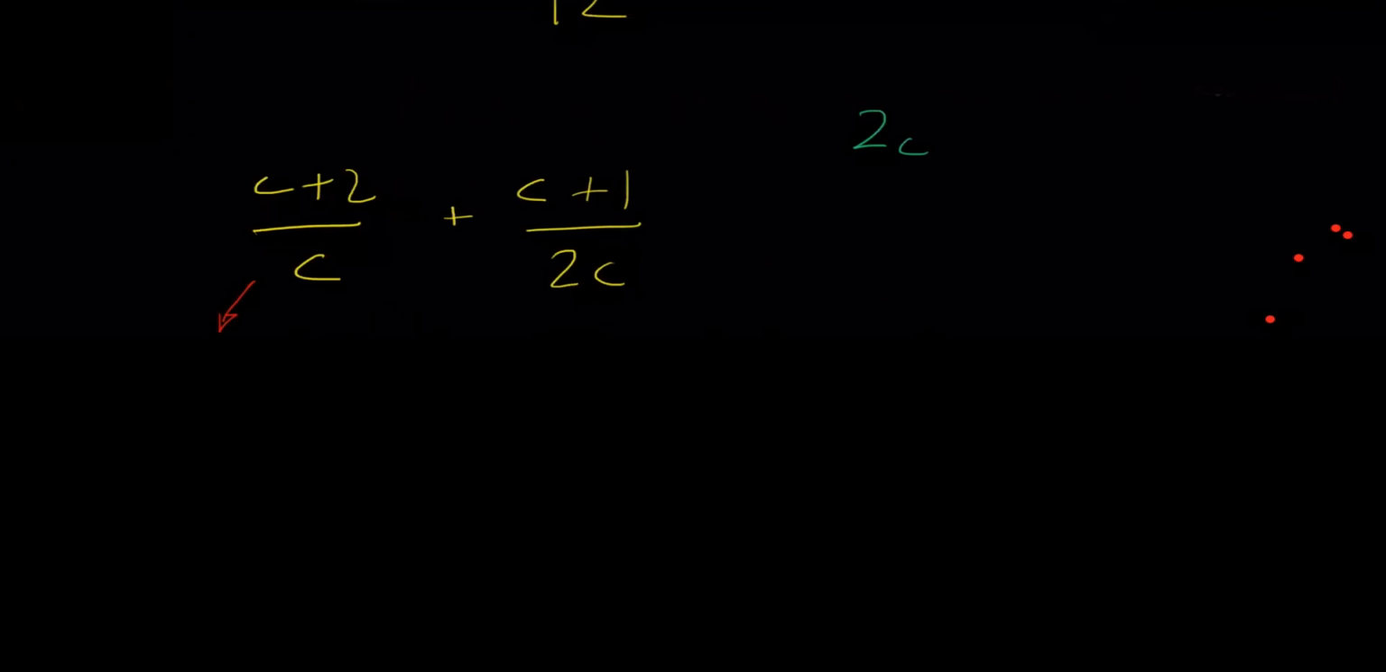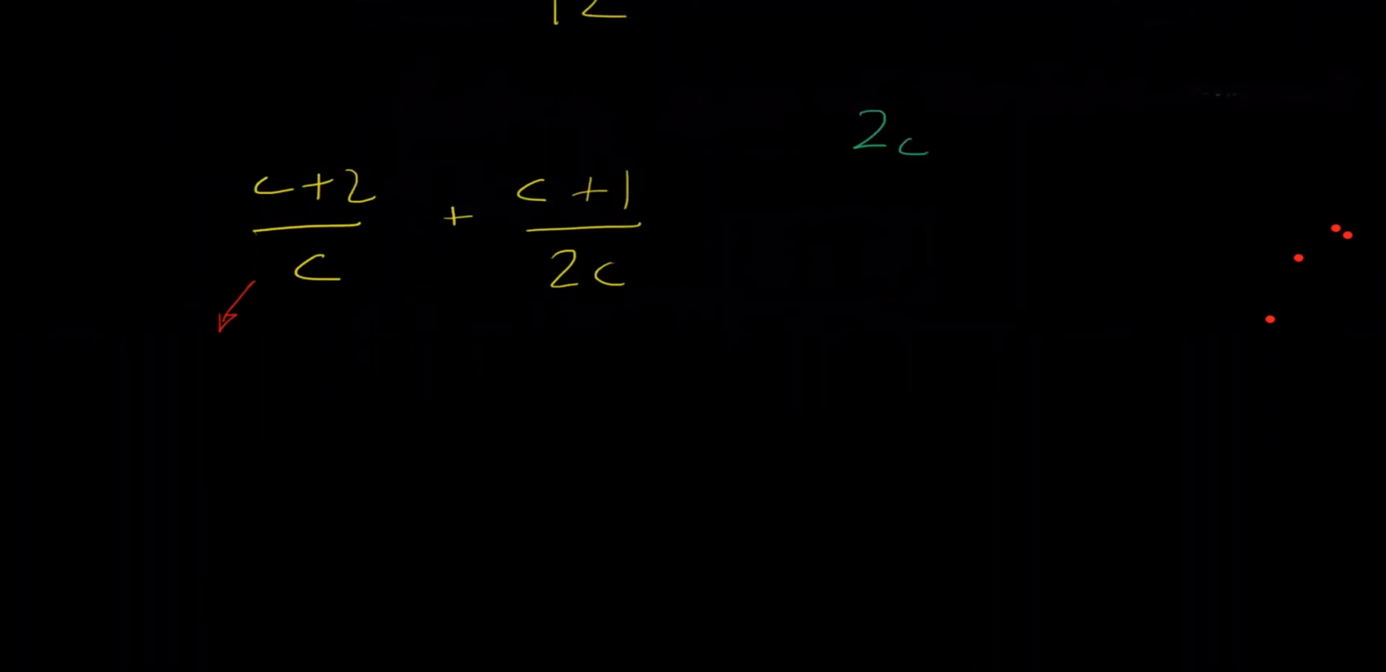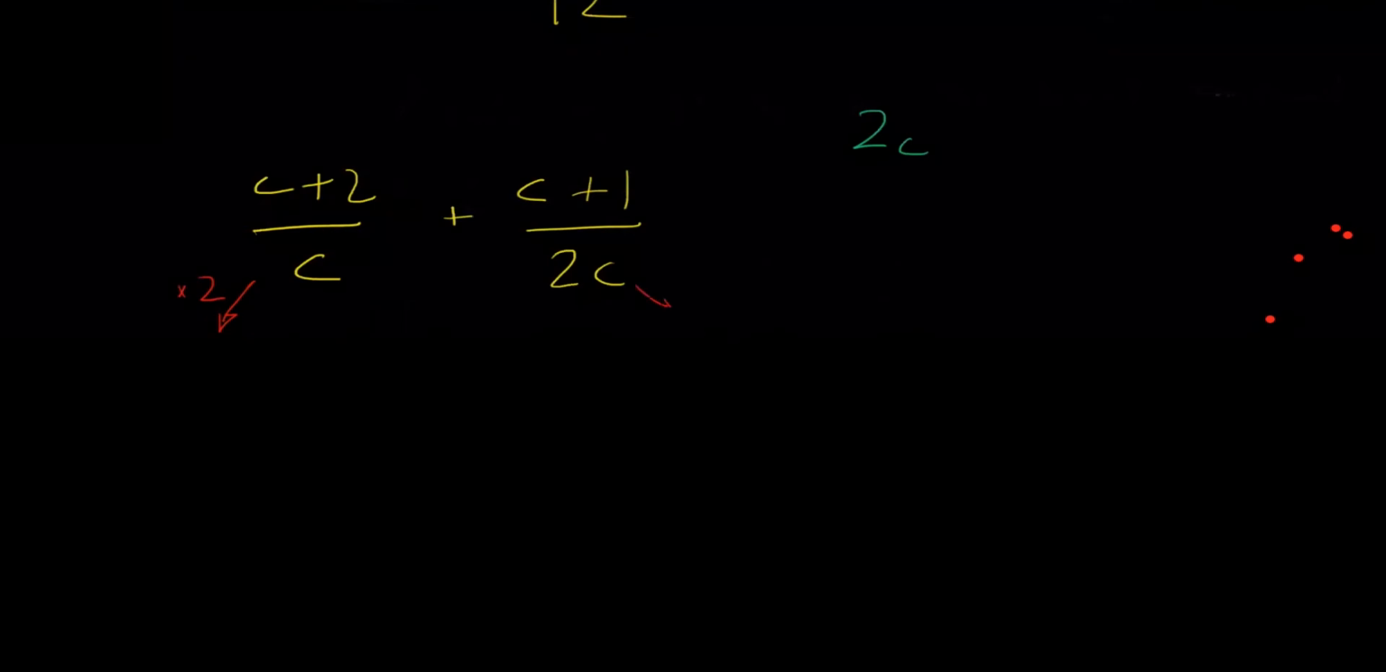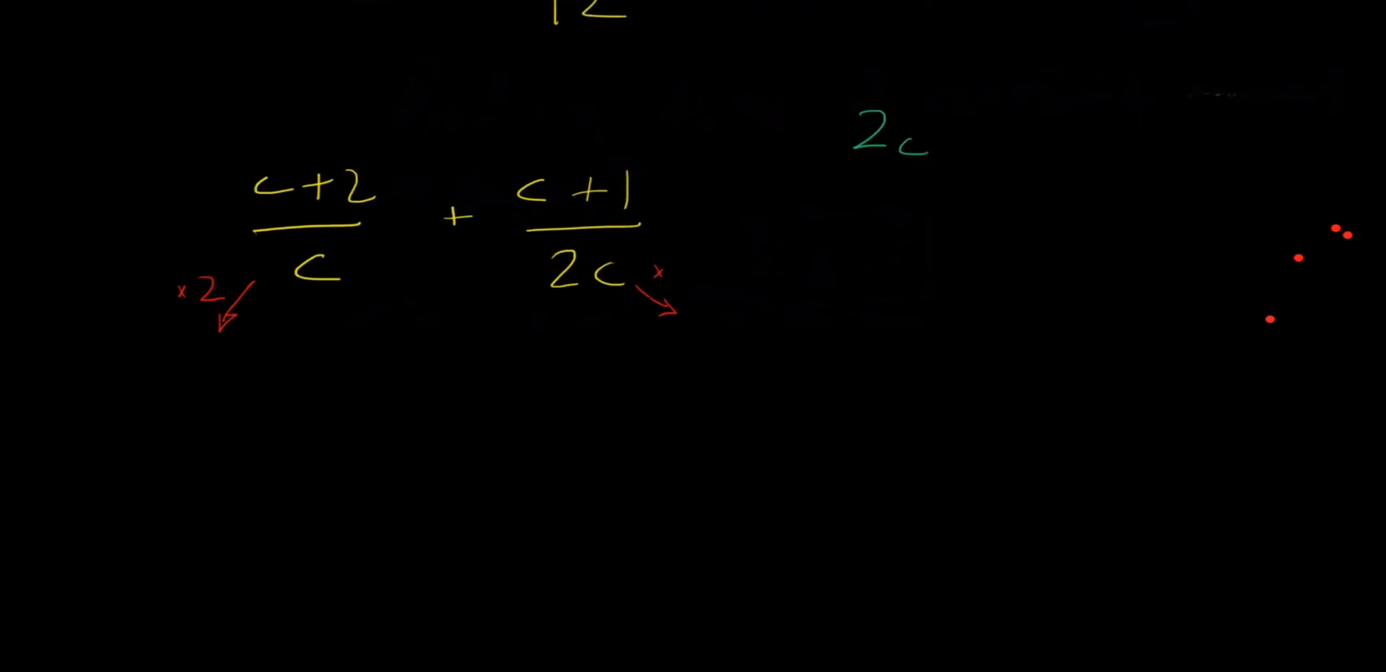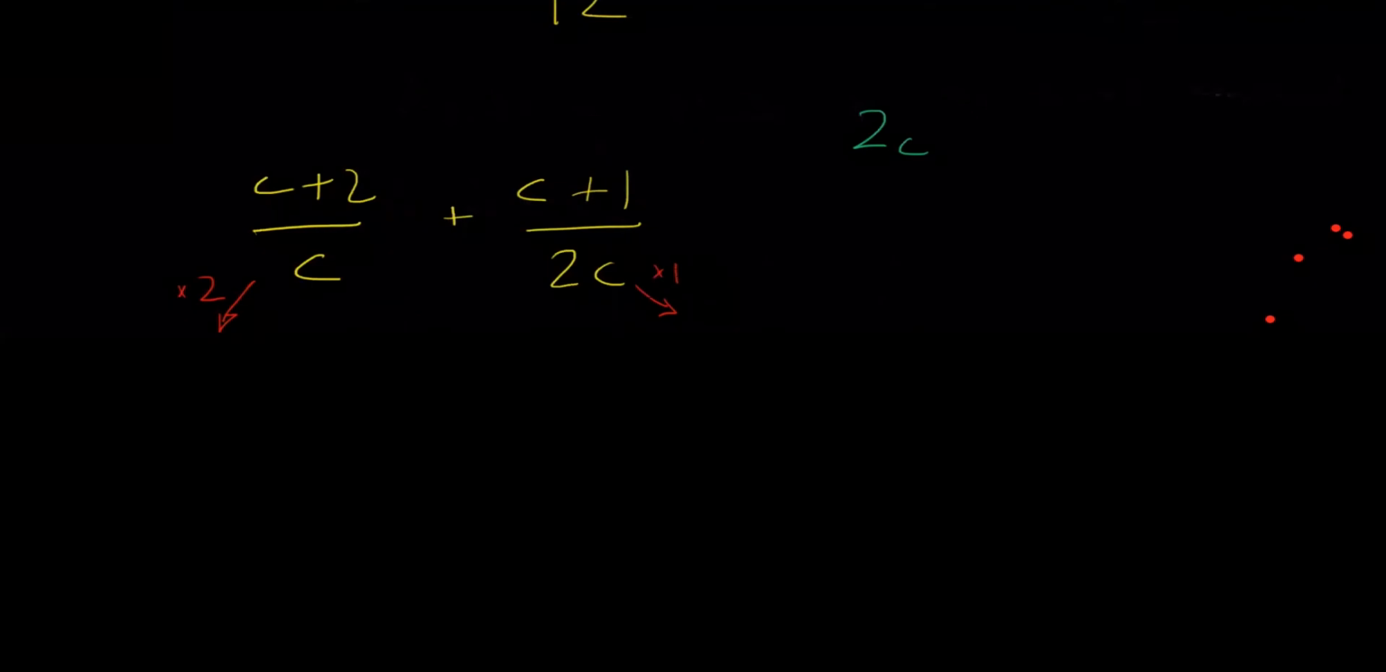What do I need to do to make c into 2c? What do I need to multiply by? Times it by 2. And this one, I don't need to do anything. Times it by 1. Yeah, I don't have to do anything with it.